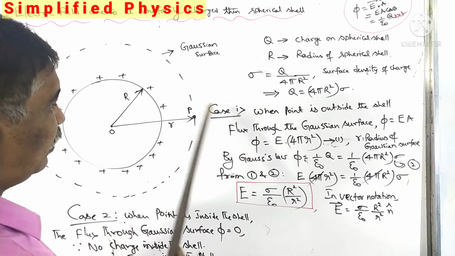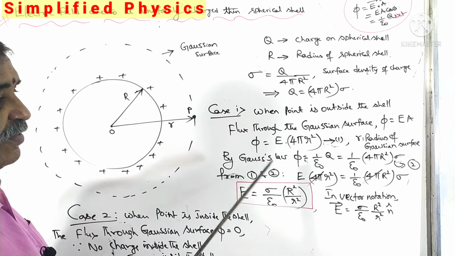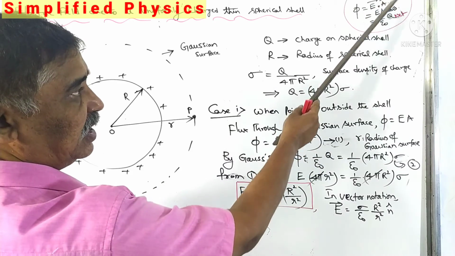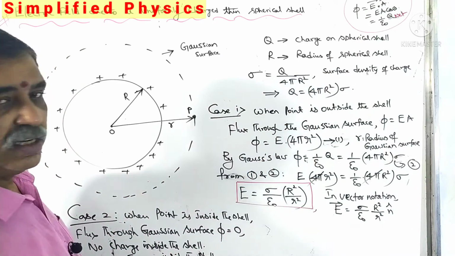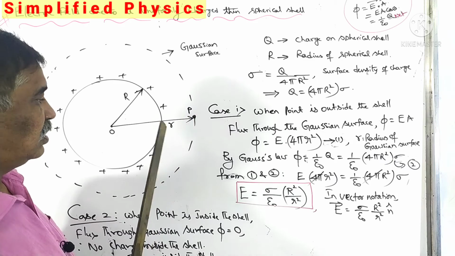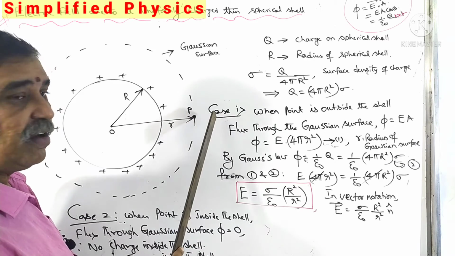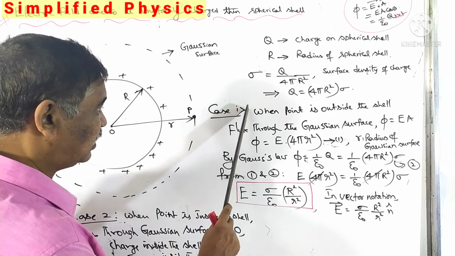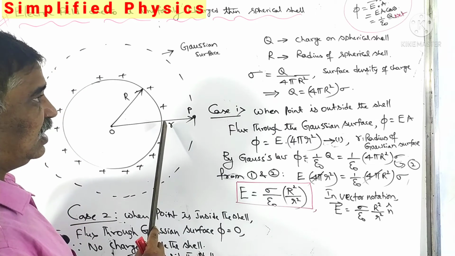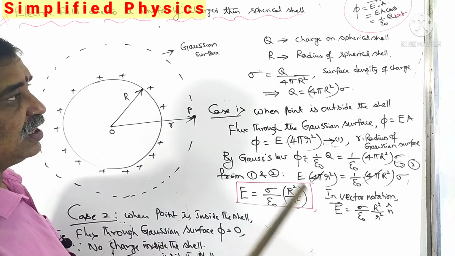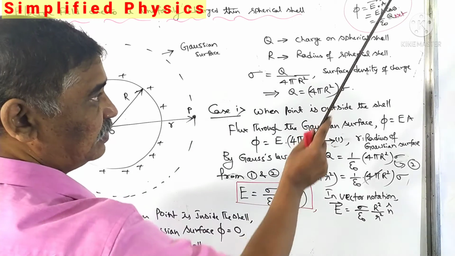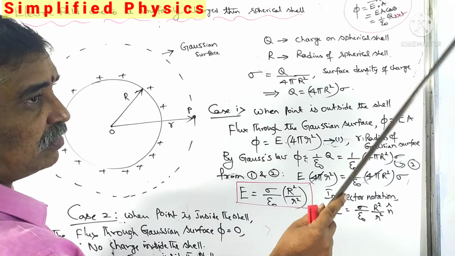Now find out what is the flux through the Gaussian surface. Flux phi is equal to E dot A, that is EA cos theta. Since the direction of electric field is always normal to the surface of a conductor, the field is in this direction, and even the normal drawn is in the same direction. The angle between them is 0. Cos theta becomes cos 0, that is equal to 1.